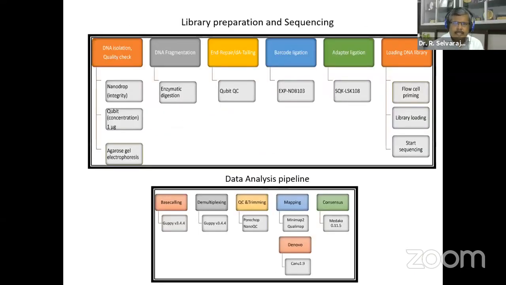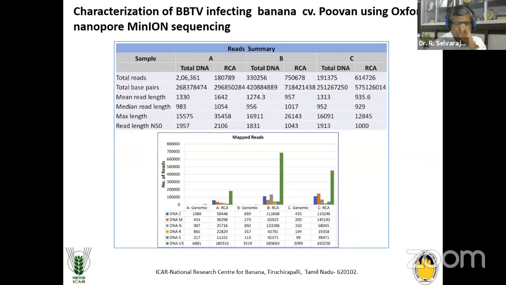Here you have to isolate DNA, then do fragmentation, which can be enzyme digestion, then end repair, Qubit for quality control, then barcoding, barcode ligation if you have multiple samples, then the adapter. Then you do flow cell priming, load the library after priming, and start sequencing. Once you get a lot of data, you go for base calling, demultiplexing, QC trimming, mapping, then consensus. We did this nanopore sequencing for banana.